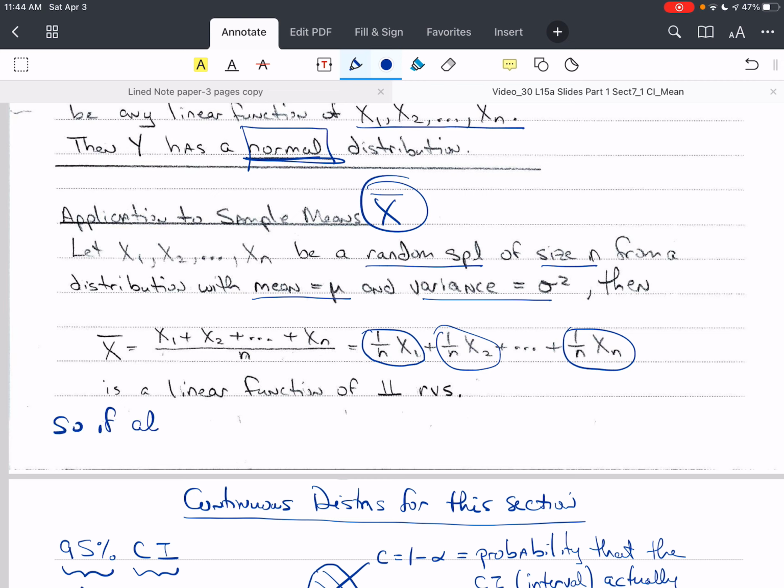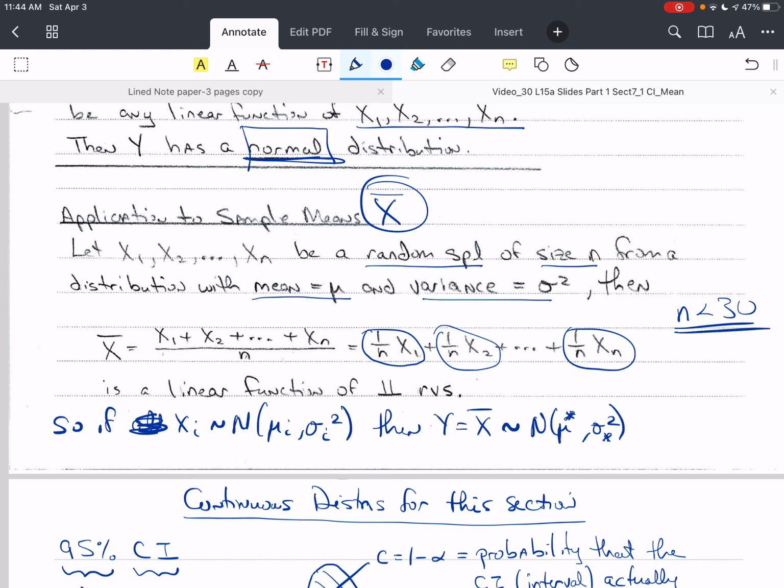So if all x sub i are normally distributed, let's say mu sub i, sigma i squared, then y equals x bar is normally distributed, I'll call it mu star, sigma star squared. Okay? So it also has a normal distribution. So that's very handy. If we start with normal random variables, then the mean is normally distributed regardless of how many random variables there are. If it's 2, then it's still normal. If it's 100, it's still normally distributed. So this is where, for the case n is less than 30, we need to have the original data normally distributed in order to be able to use the formulas we're going to derive in the next video.